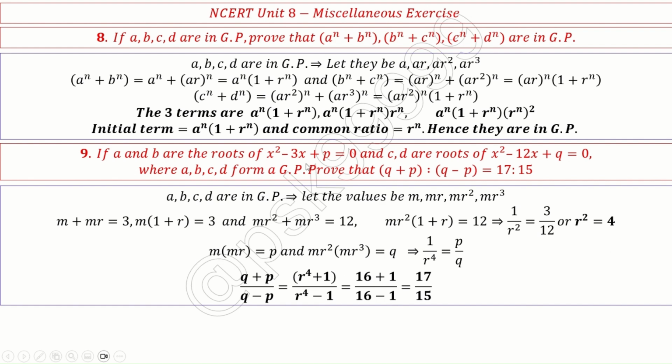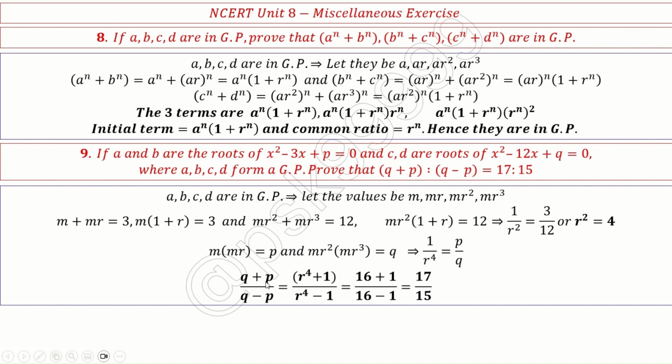Now the product of the terms: m into mr equal to p, and mr square into mr cube equal to q, right? So p by q is nothing but 1 by r to the power of 4. This is what I wanted actually. Okay, r square is 4, so p by q equals 1 by 4 square, that will be 1 by 16, correct? So r to the power of 4 equal to 16, right? Now you apply componendo and dividendo on p by q.